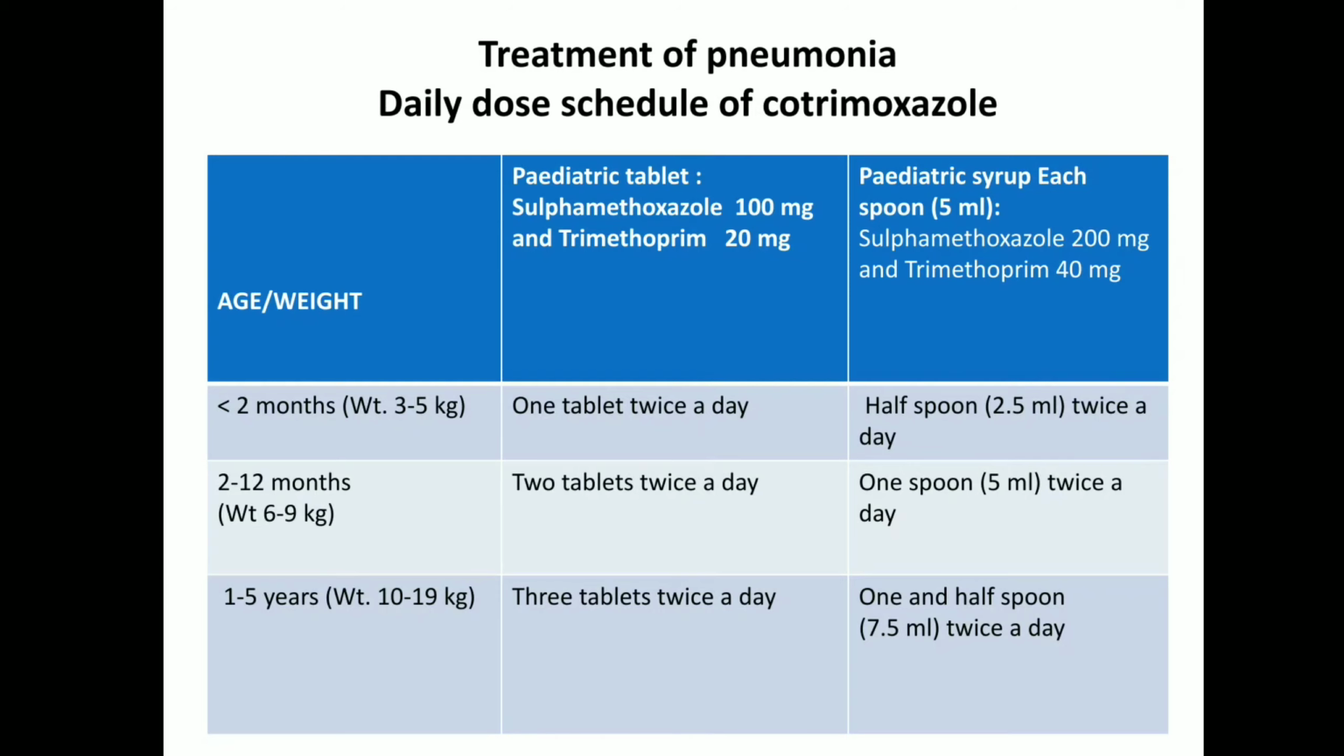If the child is 1 to 5 years of age and the weight is about 10 to 19 kg, you have to give 3 tablets twice a day. That means 1.5 tablets in the morning and 1.5 tablets in the evening, and for syrup, 1.5 spoons, that means 7.5 ml in the morning and 7.5 ml in the evening. So this is the treatment with cotrimoxazole when the child is infected with pneumonia.